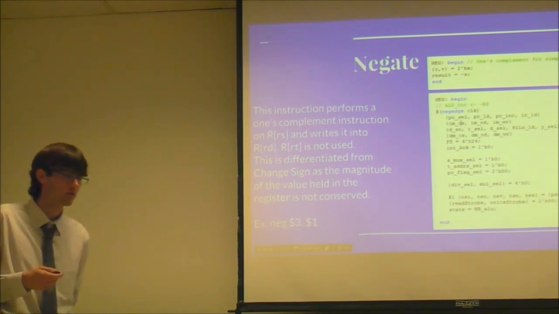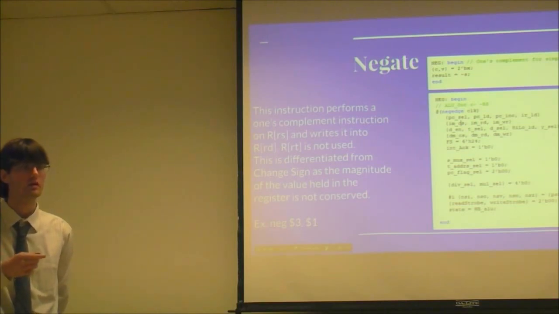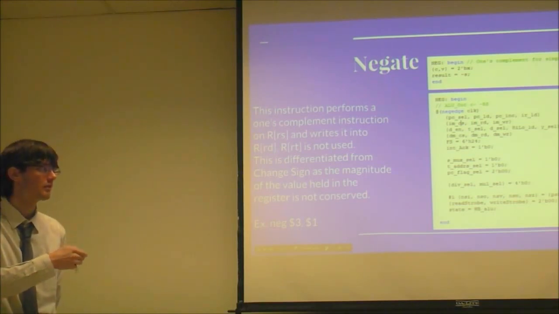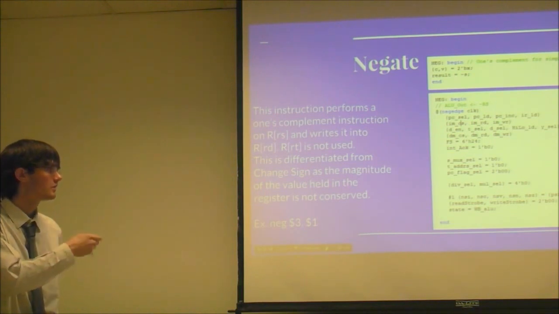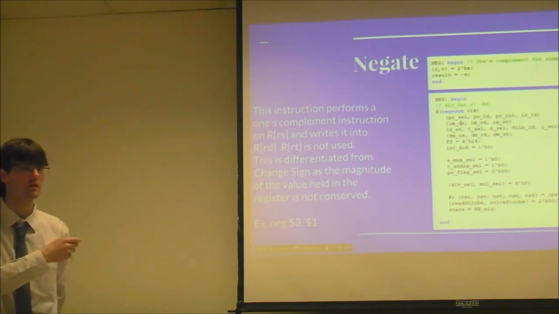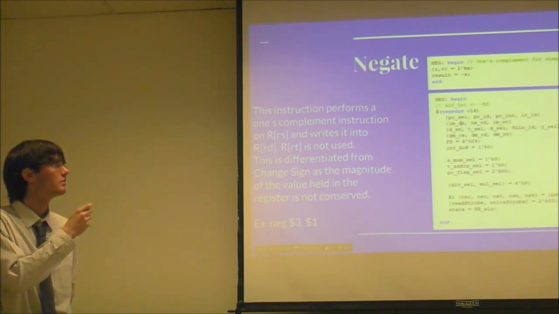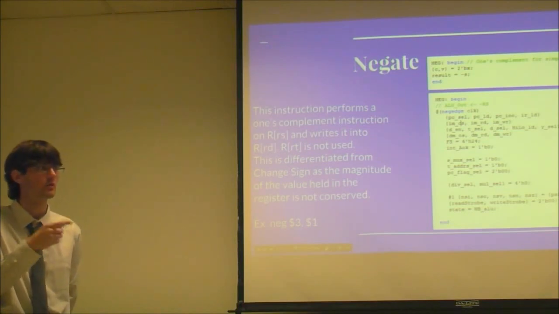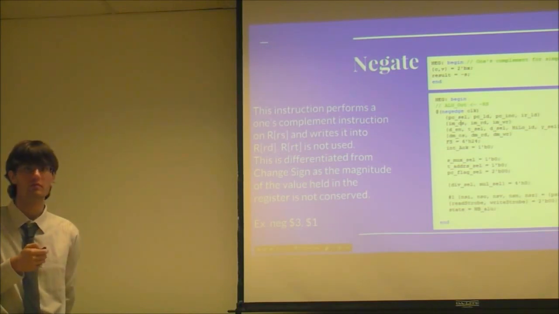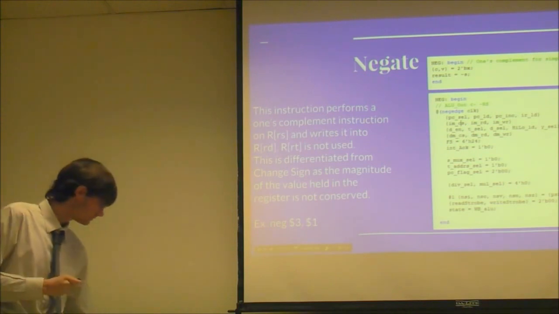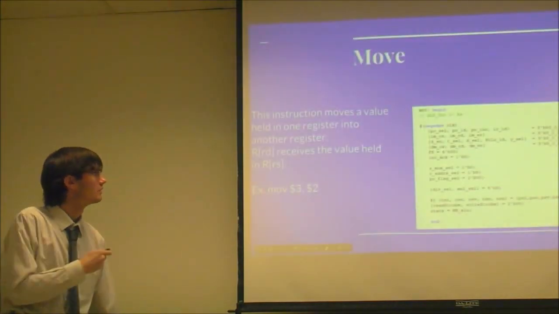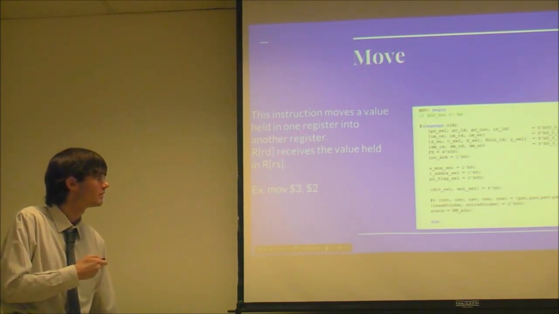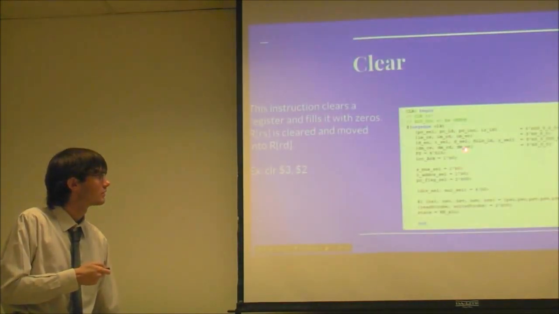The benefit of having this instruction and the change sign instruction is that if there were only the negate, you would have to do the negate and then an add instruction, which would take more clocks than simply doing a change sign. And then the move, which simply moves the value from RS into RD. And clear, which clears a register, fills it with zeros, and then moves that to RD.